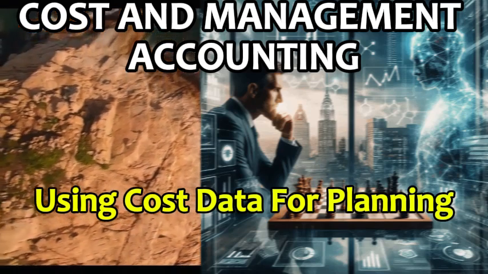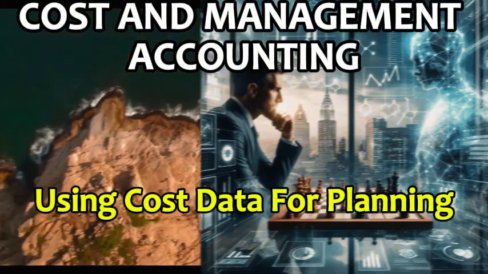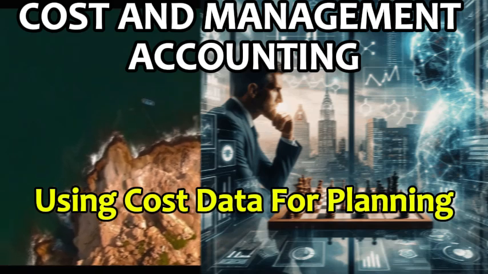Goal congruence is a term that states that the consistency between the objectives of the organization and its subordinates is important to achieve the desired results.